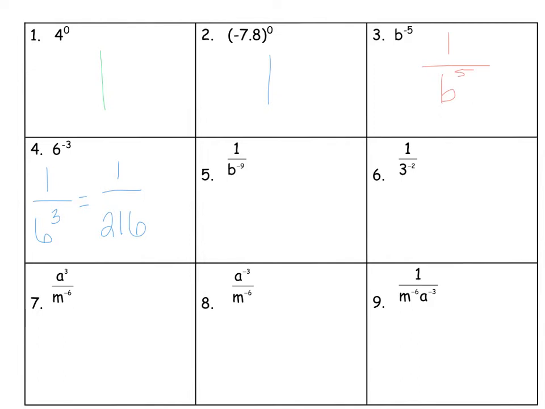1 over b to the negative 9th. Well, when the negative was up top, the way it was on number 3, we can think of it as b to the negative 5th over 1, and we were able to notice that it went down to the bottom of the fraction bar. So if it's on the bottom of the fraction bar, to make it positive, it would need to be above the fraction bar over 1. So 1 over b to the negative 9th is just simply b to the 9th. For number 6, we have 1 over 3 squared. Same idea. We bring it to the top, so it becomes 3 squared. And we know the value of 3 squared is 9.